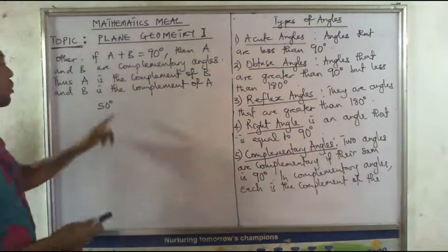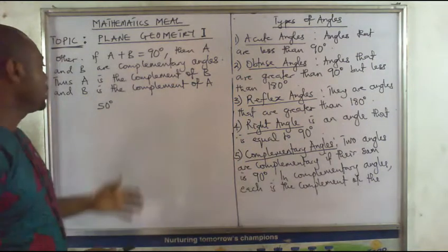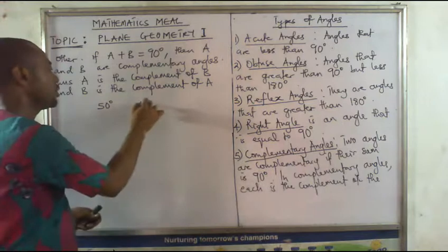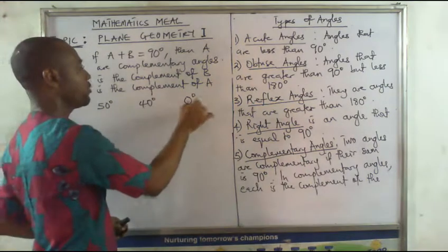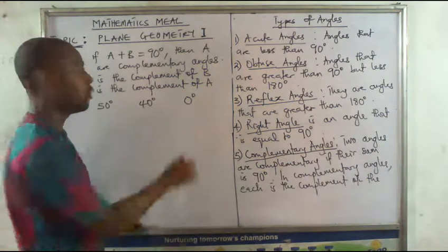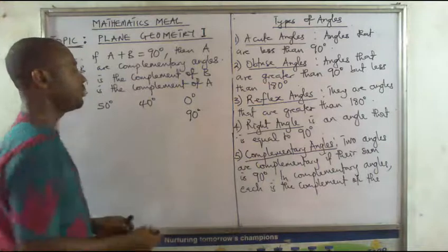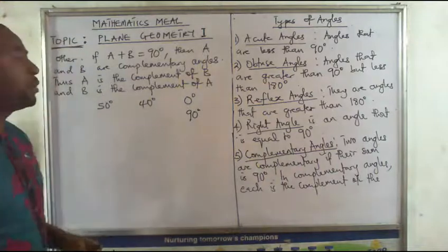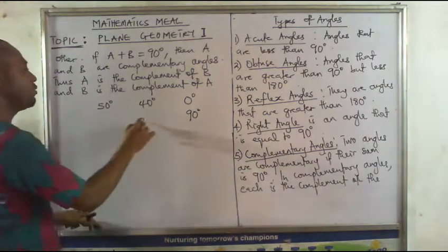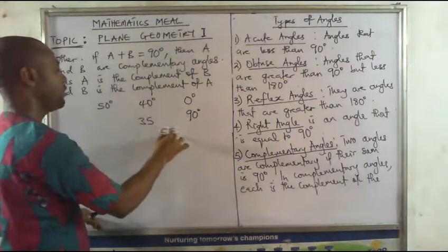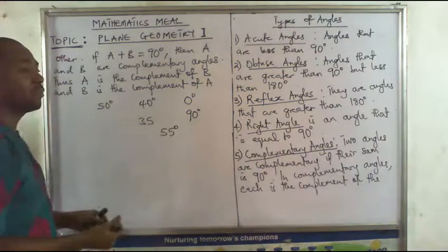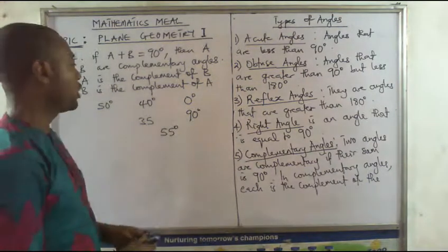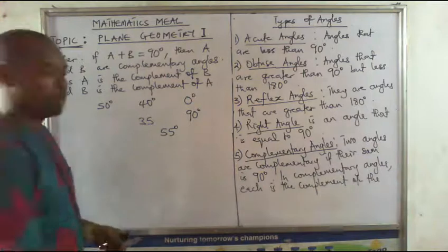It means what will be added to 50 to make what? 90, and that will be what? 40 degrees. What's the complement of 0 degrees? What will I add to 0 to form 90? That will be 90 degrees. Now what will be the complement of 35 degrees? That will be 55 degrees. What will I add to 35 to give me 90? That's the complement.